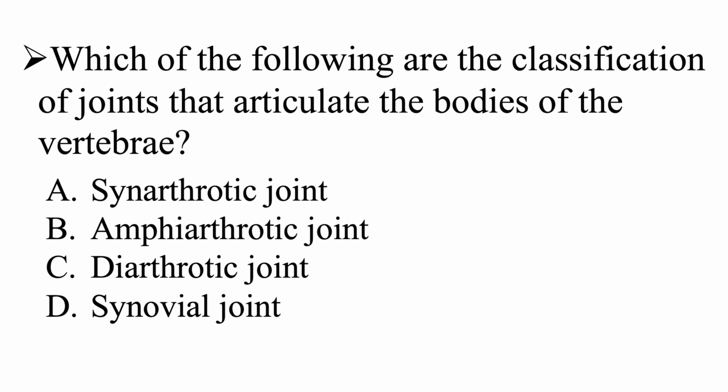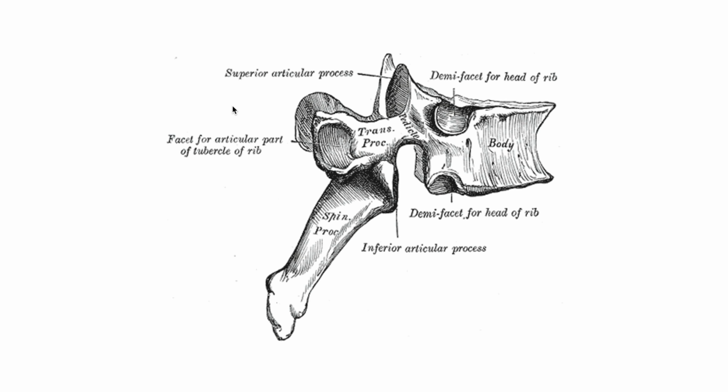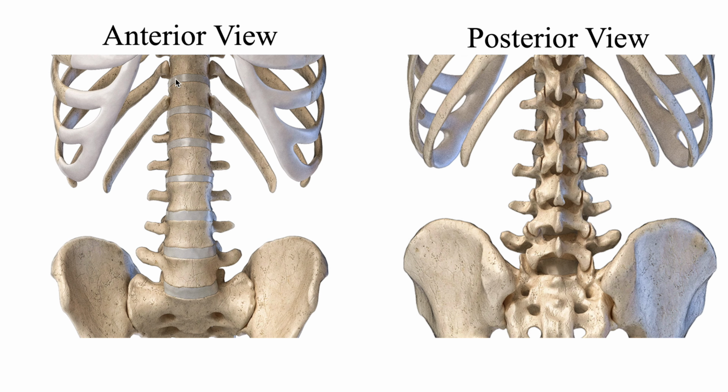Now, this question wants us to find the classification of joints that articulate the bodies of the vertebrae. So let's take a look at a vertebra. Here we have a vertebra, and if you look right here, this is the body of the vertebra. This entire area is the body of the vertebra. Now let's take a look at the anterior and posterior view of the vertebral column. Here we can see the bodies of the vertebrae, and this question wants us to find the classification of joints that articulate them.